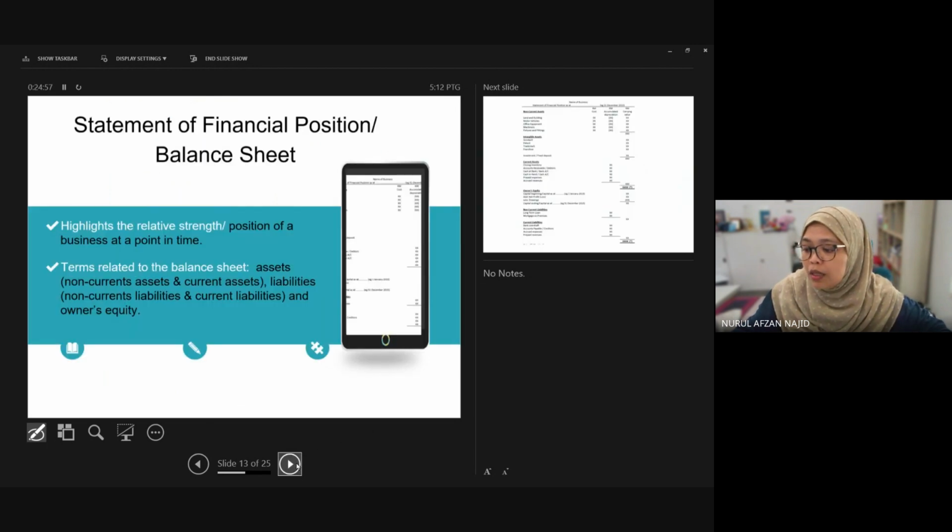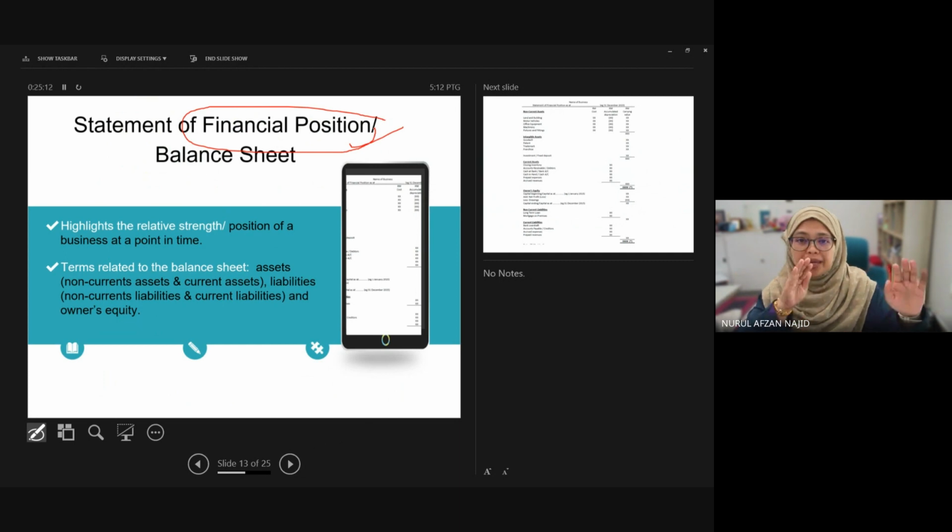Okay, so what about the statement of financial position, iaitu balance sheet. So dalam financial position ni sebenarnya macam profit or loss tadi, kita tengok income dengan expenses. Kita akan comparekan income dengan expenses. Tetapi dalam financial position kita lebih tengok kepada asset dia berapa banyak, liability dia ada berapa banyak, honest equity dia ada berapa banyak. So dia akan portray the equation of the accounting equation. Asset equal to liability plus honest equity.